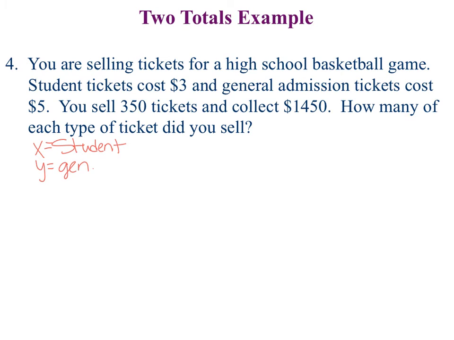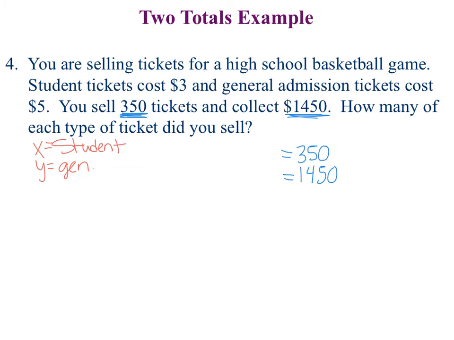And what's going to help with these kinds is identifying your two totals so that you understand that each equation will just be set for that kind of total. So I see a total of 350 tickets and then a total amount of money as $1,450. So if I can at least begin by setting one equation equal to 350 and the other one equal to $1,450, that's a good start for these kinds of problems.